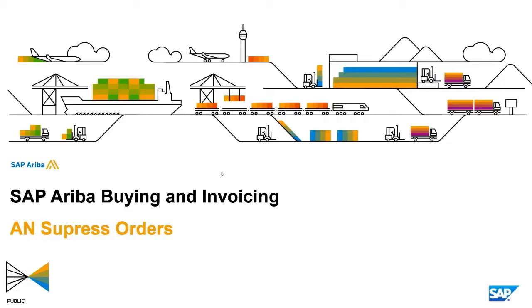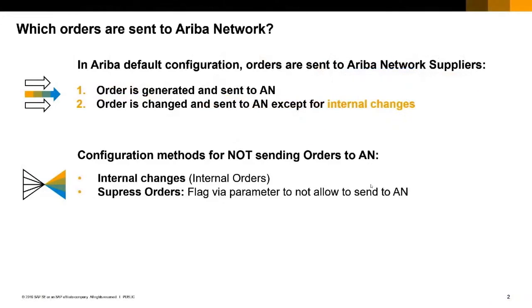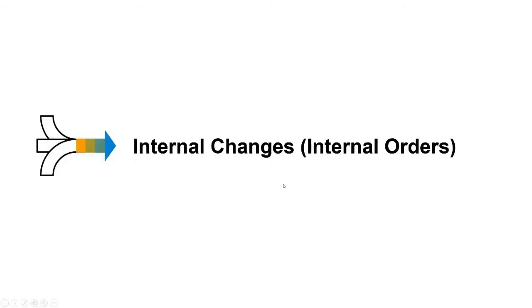Today, I will show you different ways we have for avoiding sending an order to a supplier in Ariba Network. In Ariba standard configuration, orders are pushed to Ariba Network suppliers when they are created and also when a change happens, as long as we are not talking about an internal change. But we have two ways for avoiding pushing orders to Ariba Network. First is using internal changes, which is part of the default configuration, and second is using the Suppress Orders flag, which requires additional configuration. We will see how it works for both cases.